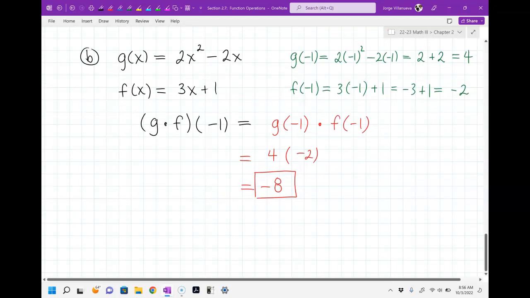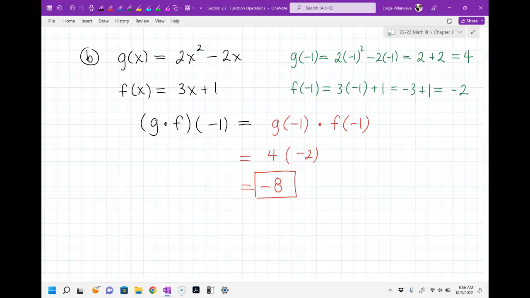Like I said, I recommend that you do it the way I'm showing you, because if not, you're going to have to multiply 2x squared minus 2x times 3x plus 1, do foiling and all that, and then plug in your number. Not that that's wrong, but I just think that's more stressful to do because there's more variables and things flying around. So it might be easier just to figure out the actual answer to each individual piece and then just multiply at the end or add or subtract at the end.